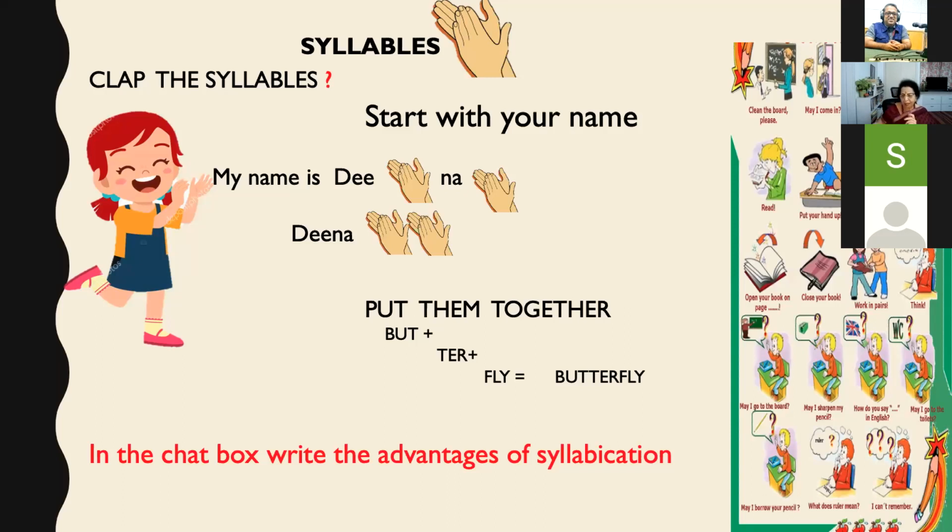And they do that. And look at this, I've put a spelling here, butterfly: but plus ter plus fly. So each syllable is a clap. So you make them clap and they understand the syllabification of the words very well, whether it's putting them together or dividing them, it becomes much easier for them.